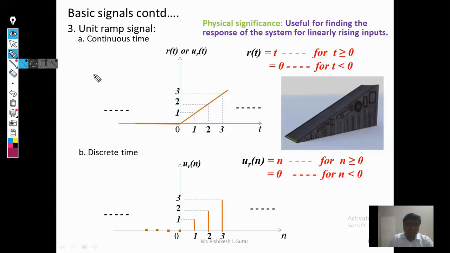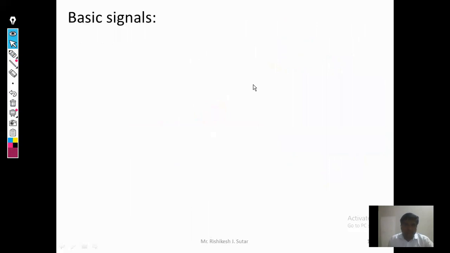Its significance is that it is useful for finding the response of the system for linearly rising inputs. If I'm applying linearly rising inputs to some system, then how the system will respond, that I can find out by using these ramp signals. Okay, fine. So let us go towards the fourth and probably today's last signal.